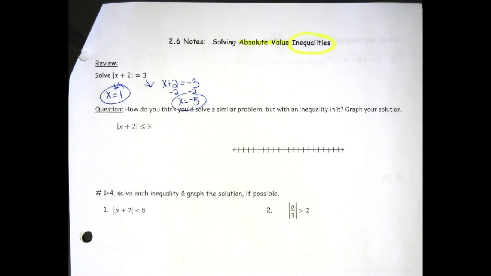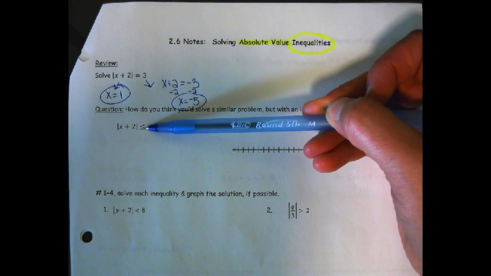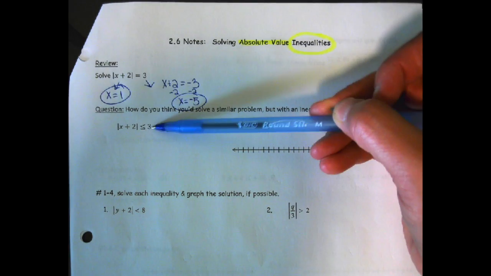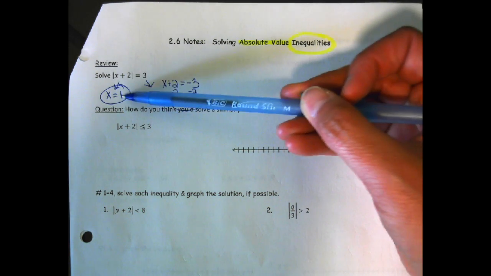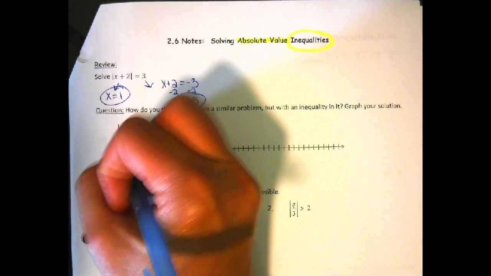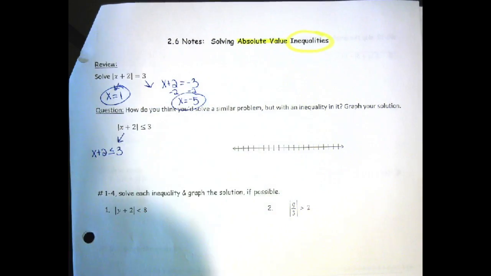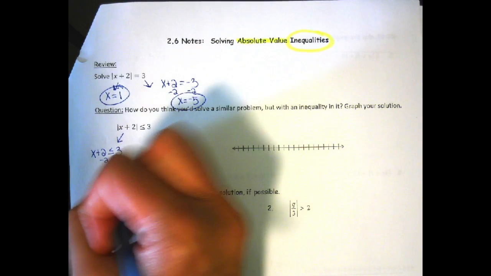So today's lesson is going to take this problem, only it's going to switch it to an inequality. Do you notice how these two are very similar? Our answers are going to involve these numbers, but it's going to look a little different, okay? So let's go ahead and do the same thing. We're going to go x plus 2 is less than or equal to 3. And then just like normal, we would solve it.